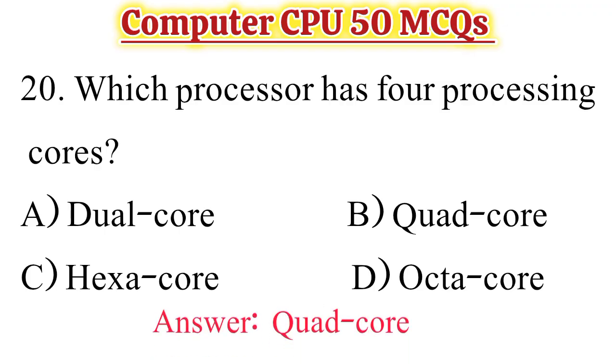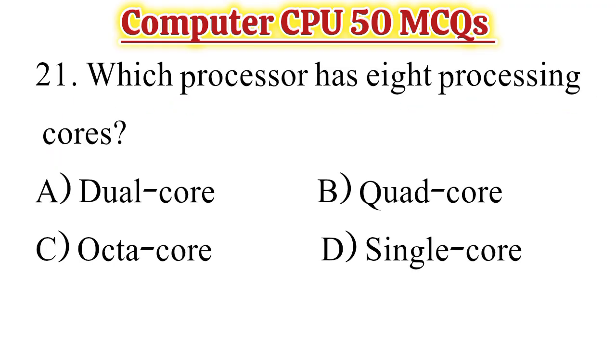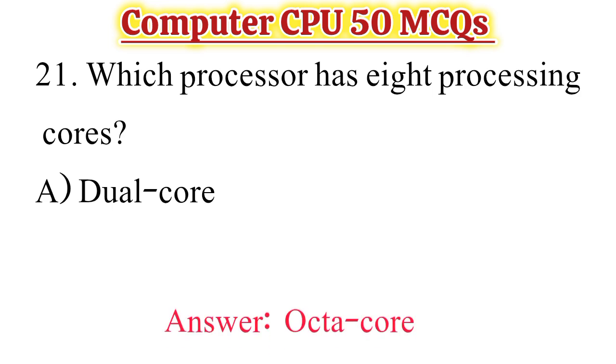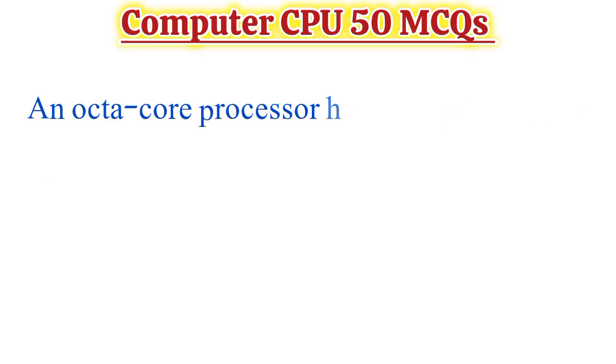Answer: quad core. A quad core processor contains 4 processing cores. 21. Which processor has 8 processing cores? A. Dual core. B. Quad core. C. Octa-core. D. Single core. Answer: octa-core. An octa-core processor has 8 processing cores.